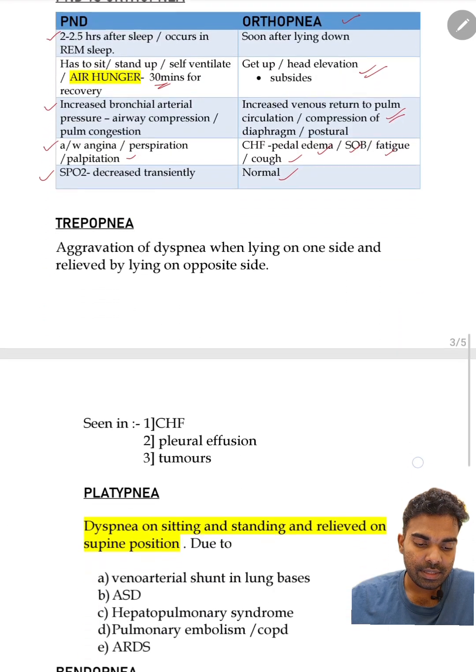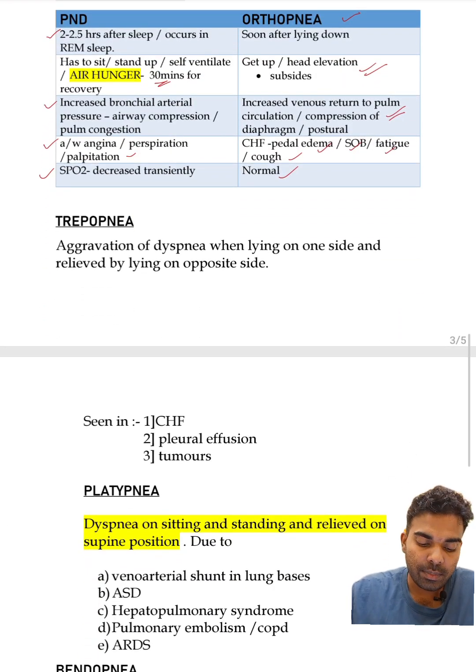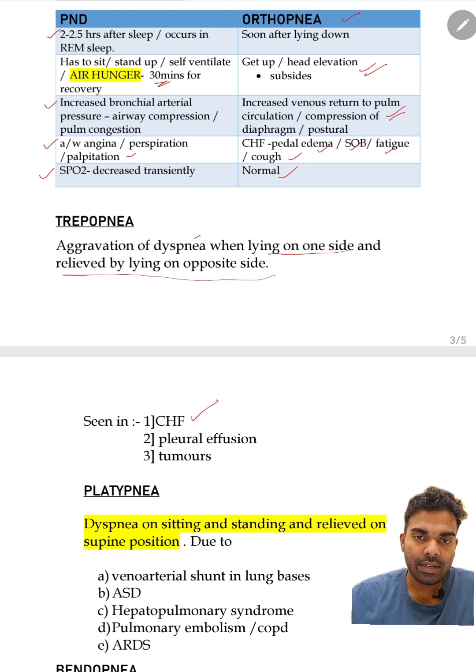The next term is trepopnea. What do you mean by trepopnea? That means the aggravation of dyspnea when lying on one side and relieved by lying on the opposite side. We can guess what the examples could be. It can be seen in CHF, where you get relief of the symptoms once you lie on the right side, in pleural effusion on the opposite side of the effusion, and in tumors.